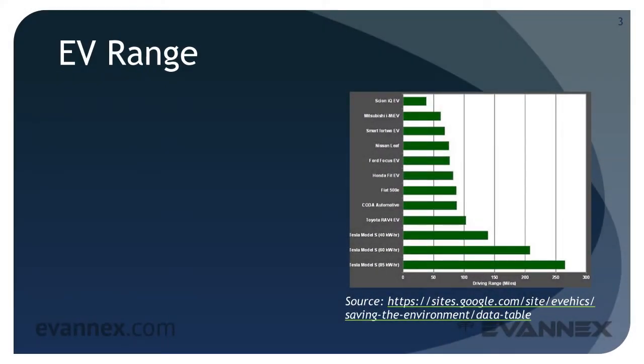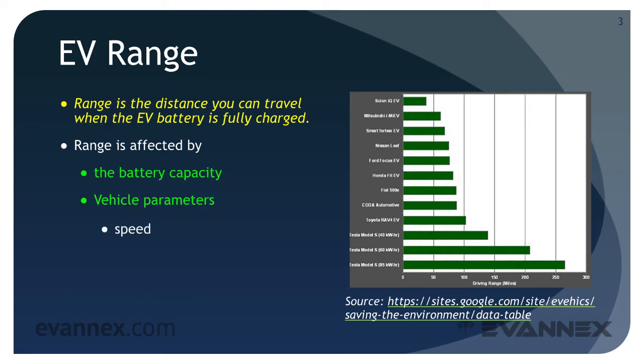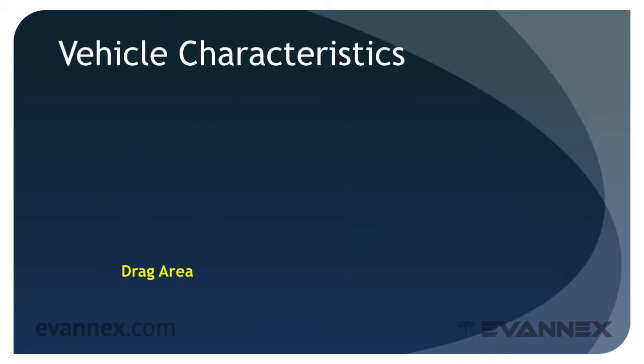In the first part of this EVU mini course, you learned that range is the distance you can travel when the EV battery is fully charged. We discussed the overall factors that affect range: battery capacity, vehicle parameters such as speed and the vehicle design, and the influence of driving conditions. In the second part of this mini course, we'll discuss vehicle parameters in a bit more detail and delve into the effect of driving conditions on range.